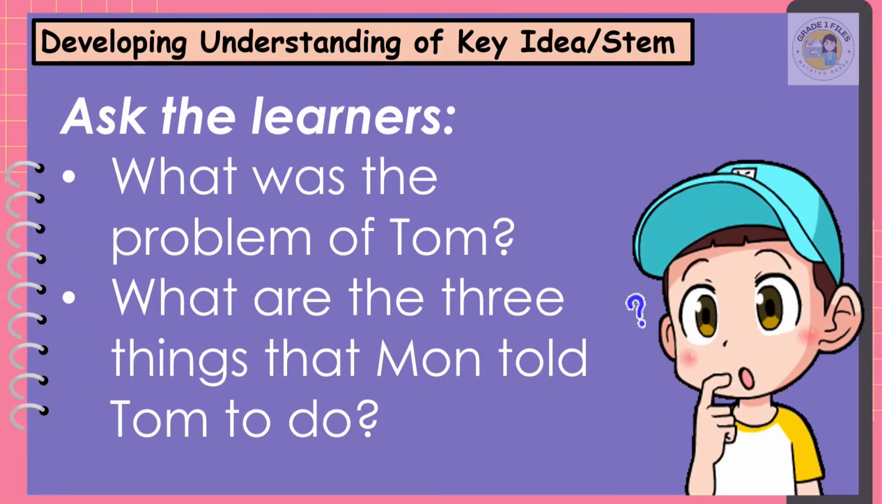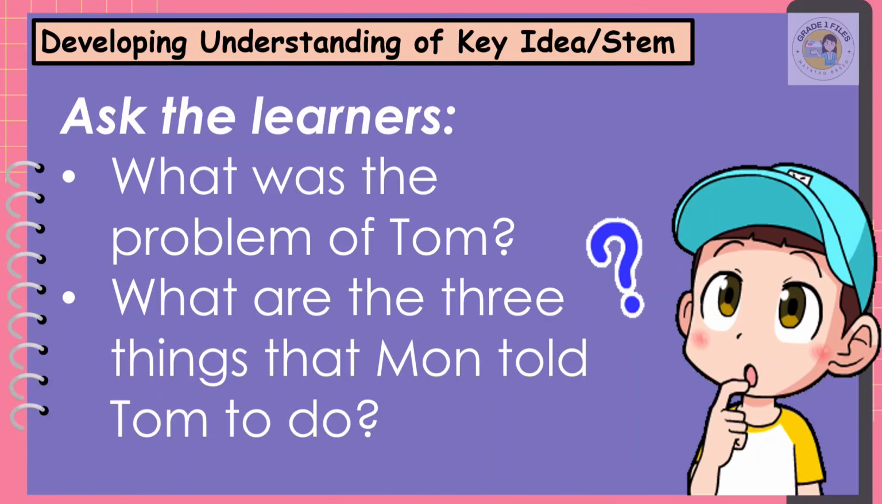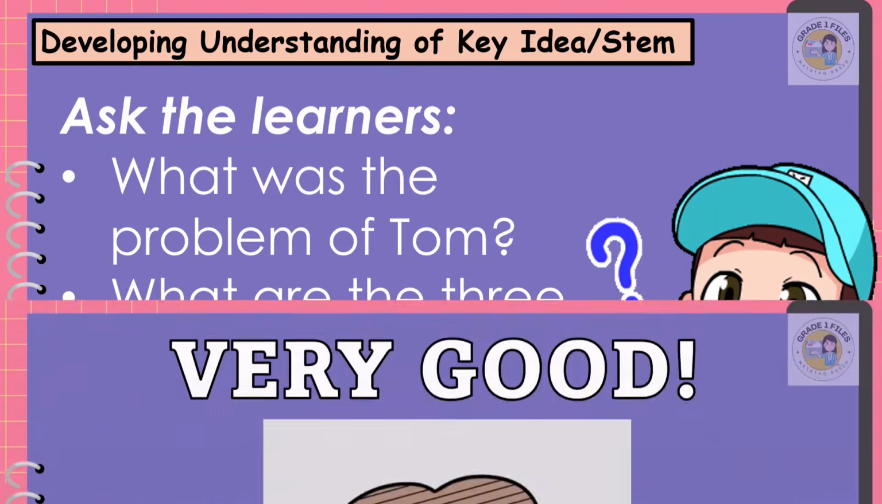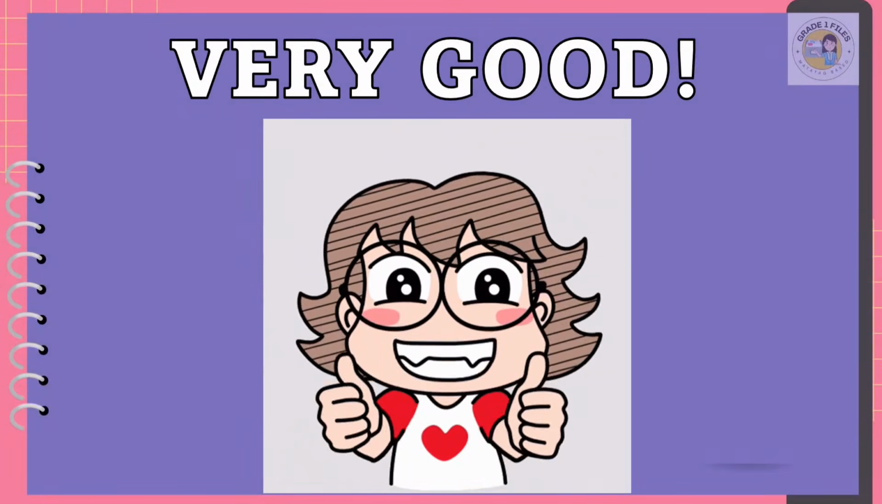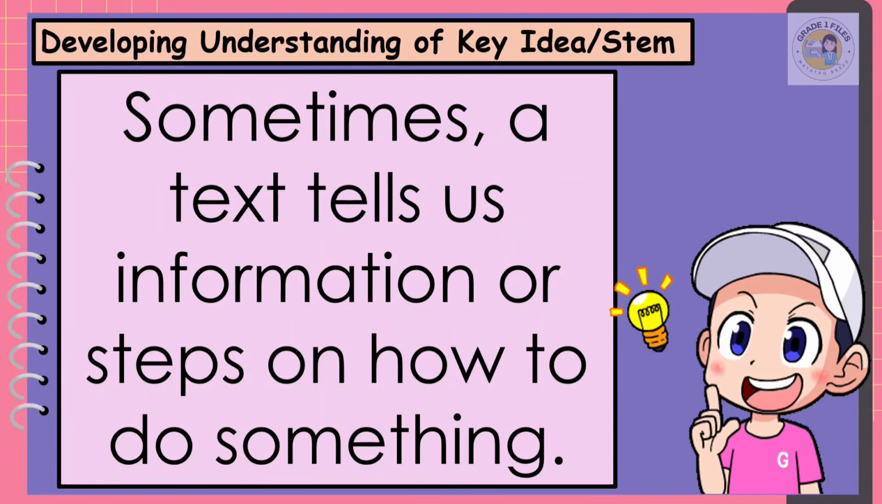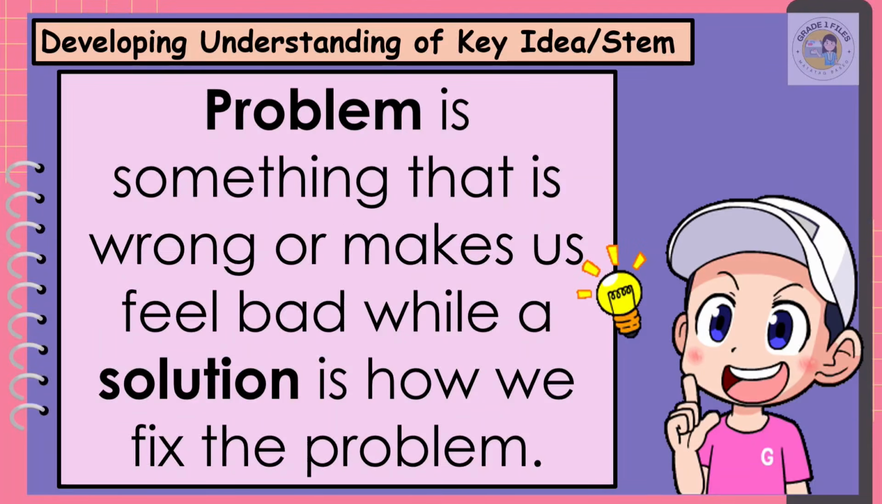What was the problem of Tom? What are the 3 things that Mon told Tom to do? Sometimes a text tells us information or steps on how to do something. Problem is something that is wrong or makes us feel bad, while a solution is how we fix the problem.